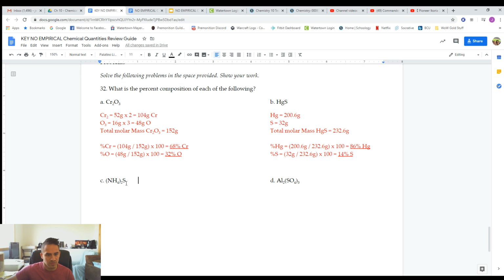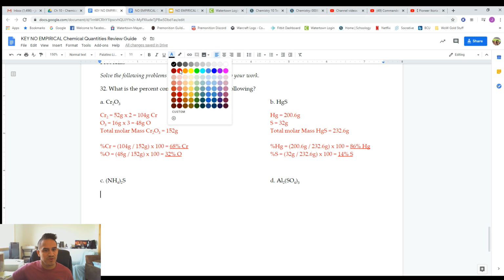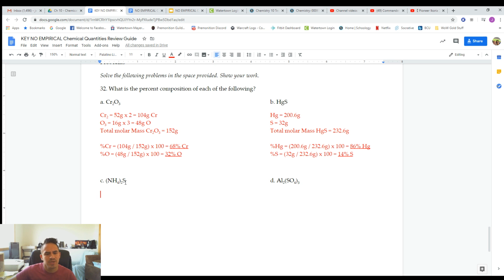All right, 2 left to go. Okay. So for this one, it's a little bit trickier to find molar mass because we have these parentheses. So remember that this 2 multiplies everything in the parentheses. So we are adding together all of the elements here. We're going to have 2 nitrogens. We're going to have 8 hydrogens. And then 1 sulfur. Okay. So remember that this 2 multiplies everything in the parentheses. It doesn't multiply things outside the parentheses. So 2 N's, 8 H's, 1 S.